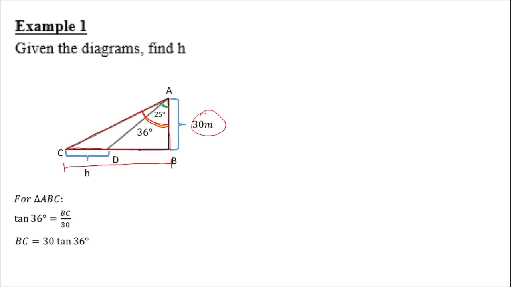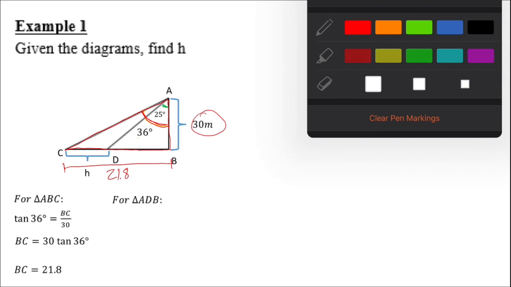So we go along and solve it. BC equals 30 times tan of 36. We plug that into our calculator. We get that BC is equal to 21.8. 21.8 for the whole thing.